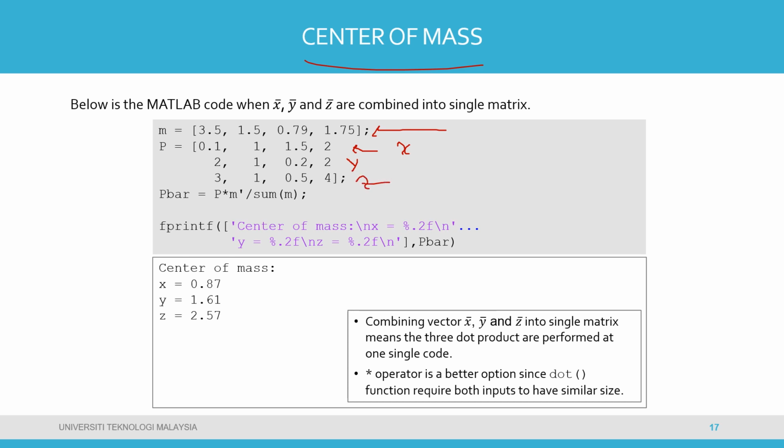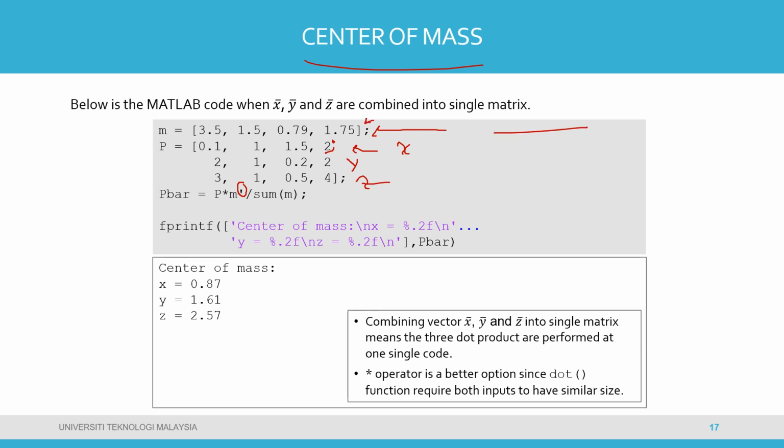Actually, instead of using the semicolon, you can just press enter. When you press enter, it will automatically create a new row. You don't need to use the semicolon to represent the new row. So you just use something like this. And of course don't forget to transpose it, because this matrix is horizontal.